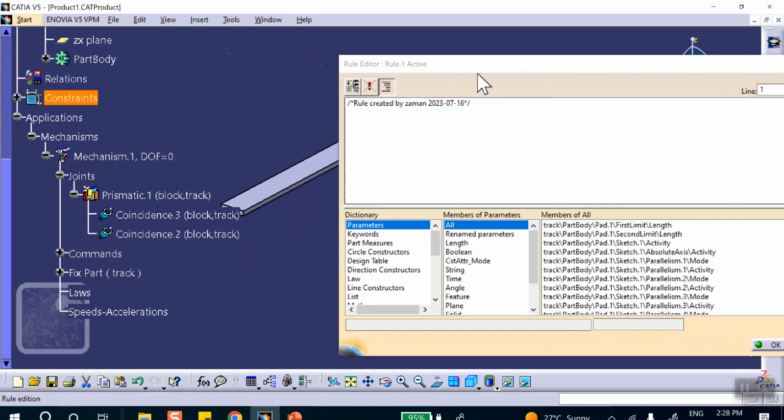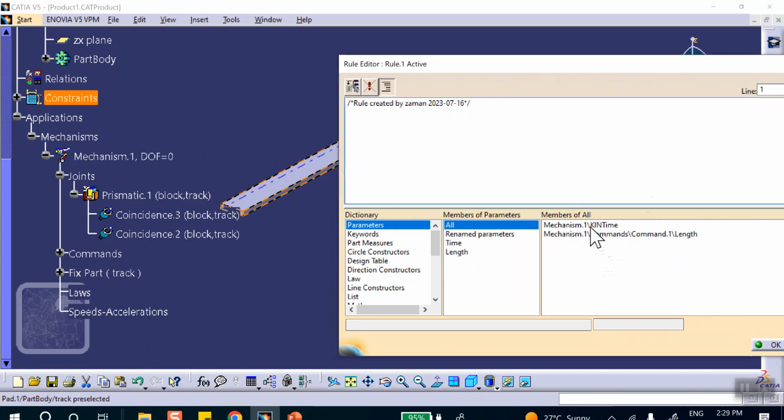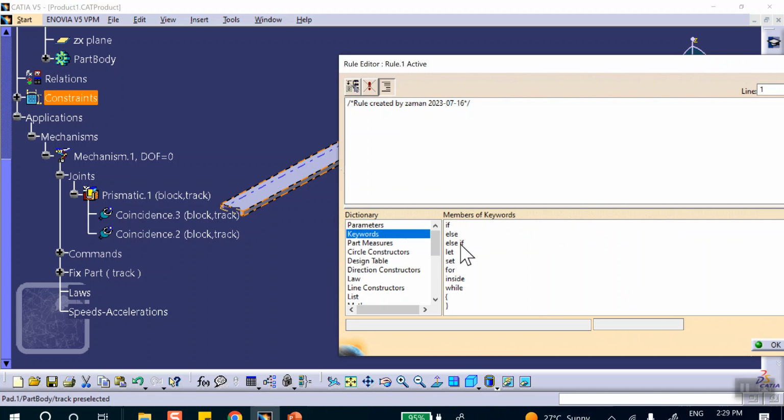OK, so let me remind you that if you want to filter this out, this is all the stuff that is used in the creation of this assembly. But if you want to filter out only the stuff that we need for the mechanism, just click on this. There's only 2 things, time and the length. The length is that command that we made length driven. Okay, now the keywords for the programming are also here. If, else, else if, and so on. So we know that these are very easy.